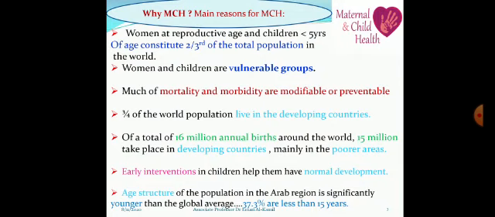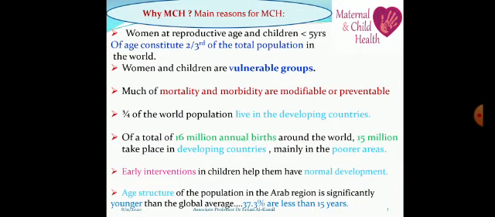Also, it is estimated that three-quarters of the world population live in the developing countries. Of the total 16 million annual births around the world, it has been estimated that 15 million take place in the developing countries, especially in the poorer areas, so they are at risk of different types of problems which may affect their health and their development.